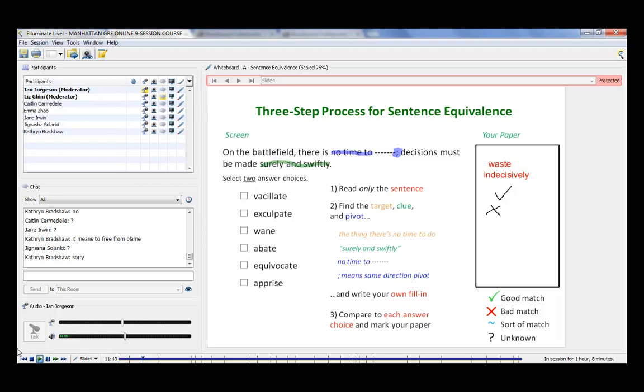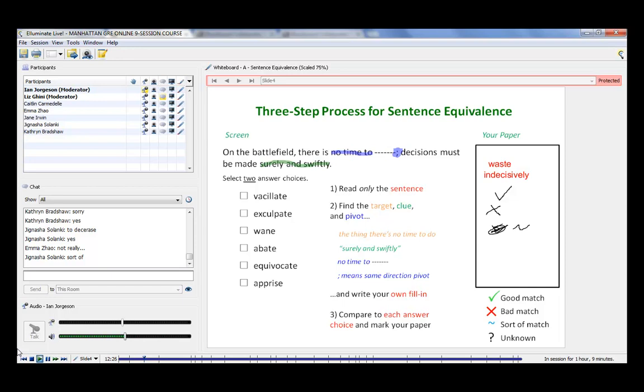Okay, how about wane? Does wane mean indecisiveness or wasting time? What do you guys think? Wane means to decrease. I've got to vote for yes. Jignasha, you're saying it means to decrease. You're totally right. Does that mean it means the same thing as wasting time or being indecisive? Okay. So let's put a, oh, Emma's giving us a not really. Sort of. Okay, let's go with sort of here. I agree with that.